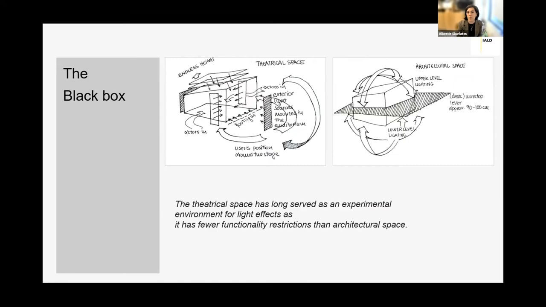If you compare the two, the architectural space is a 360 space, while the theatrical space is a 180, because the auditorium is almost always in the dark. Of course, you can argue that the theater space is not always a conventional box, that there are many forms, and it can be an oval, it can be all sorts of things. But I think you would find it hard to argue that the darkness in the auditorium is what makes the show always much more impressive. And so to close, I would say that the theatrical space has served as an experimental environment for light effects, as it has fewer functionality restrictions than the architectural space.